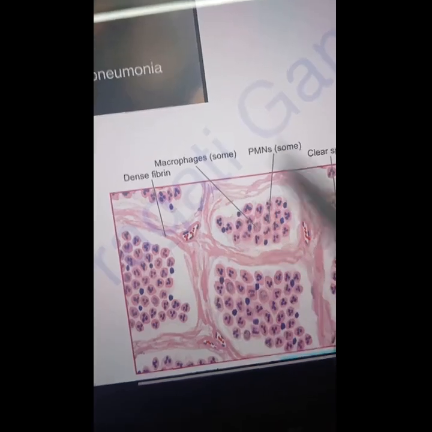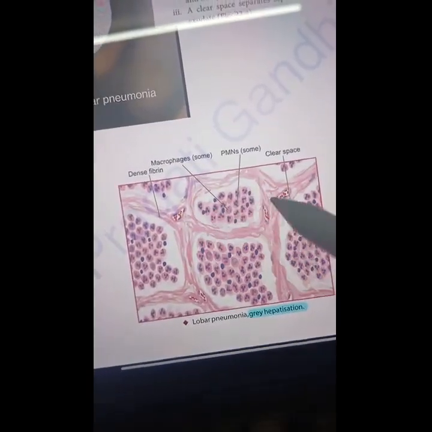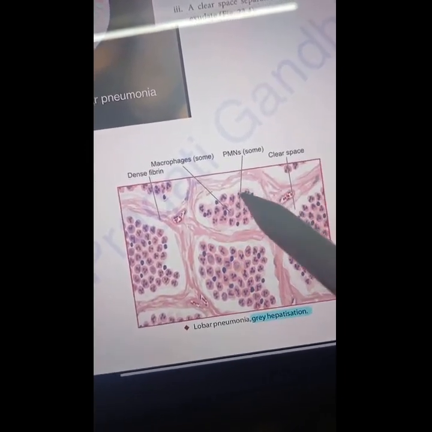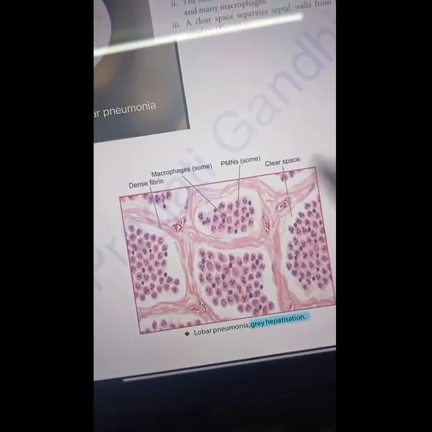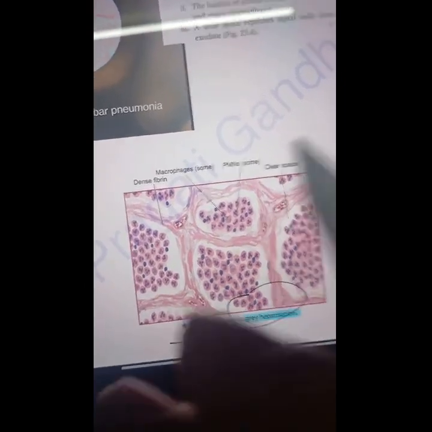Then you find the congested blood vessels. Yes, this is basically the morphology of lobar pneumonia. Stage of congestion, macrophages and polymorphonuclear neutrophils, suggesting the stages of congestion and red and gray hepatization, with a clear space. That is shown as gray hepatization in lobar pneumonia.